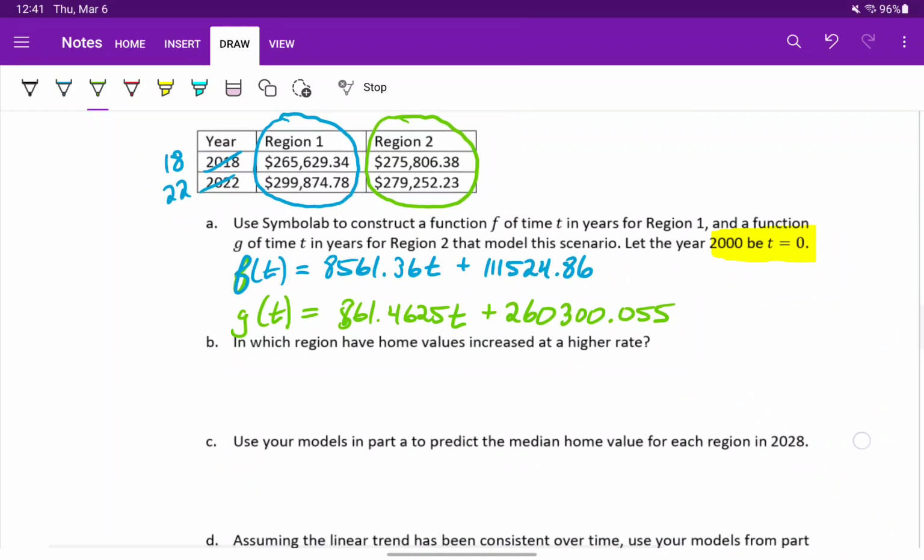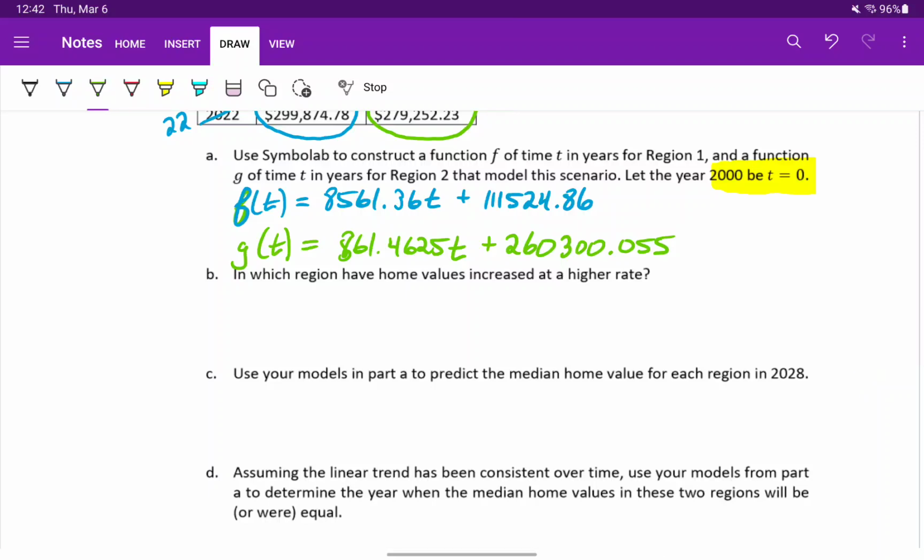Once we have those two models, we can start answering some questions about this scenario. In which region have home values increased at a higher rate? To answer that, we would want to look at the slopes of our two functions, because the slope is how quickly our function value is increasing or decreasing. In this case, both slopes are positive, so values are increasing, and our slope for f of t is much larger. So home values have been increasing at a higher rate in region 1 because the slope of that function is much larger.